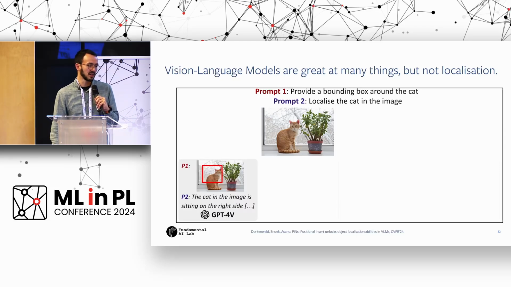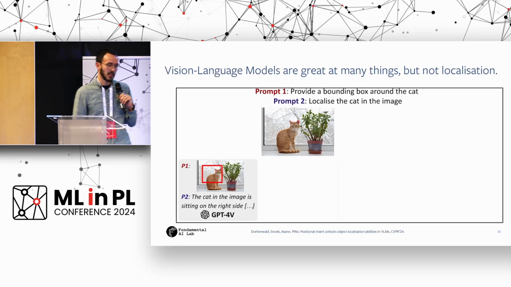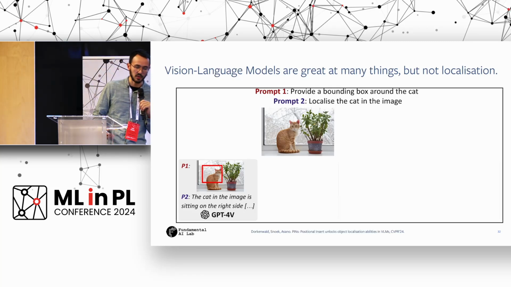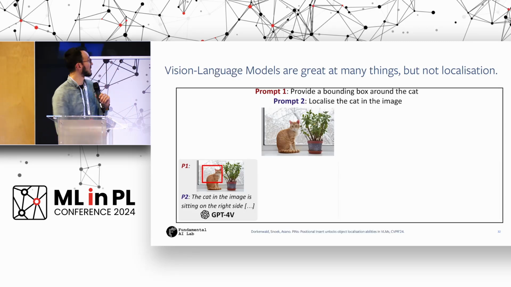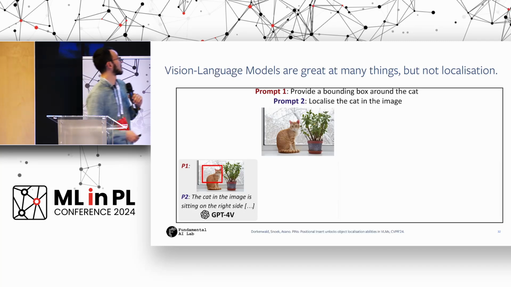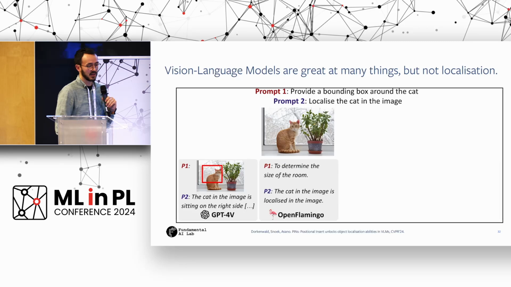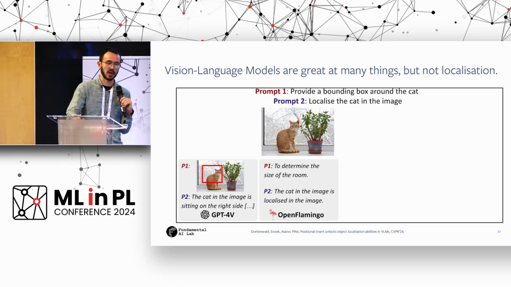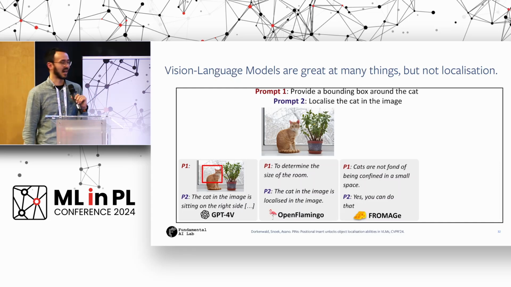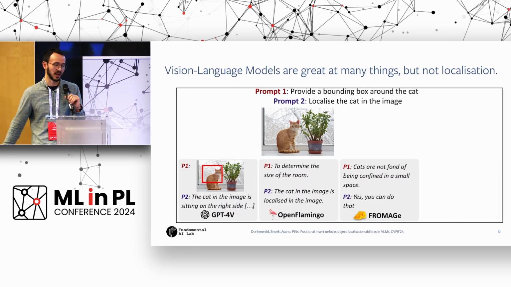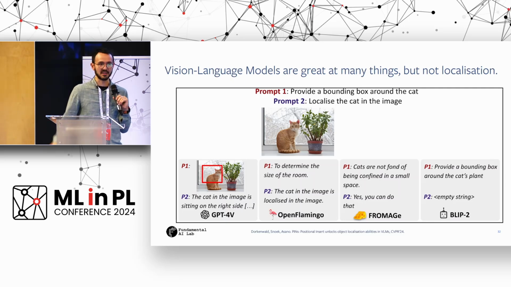So with GPT-4V, you would get sort of a bounding box out of it, but with the second prompt, it would already answer something like the cat in the image is sitting on the right side and keep talking, even though it's kind of wrong from the image at least. From the perspective of the plant, it might be correct. Or if you ask Open Flamingo, it will just answer some random stuff like the cat in the image is localized in the image. Yes, okay, very helpful. So this is not really what we want from our VLMs, right? And Fromage is even worse. It just answers, yes, you can do that. Or Blip2 doesn't even answer. So all of these early vision language models, they don't know this data. They cannot solve this task at all.